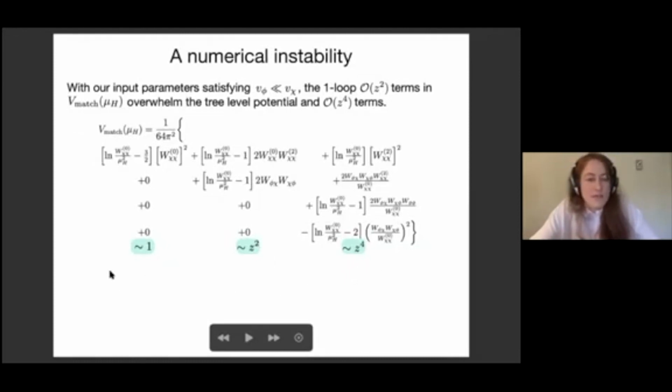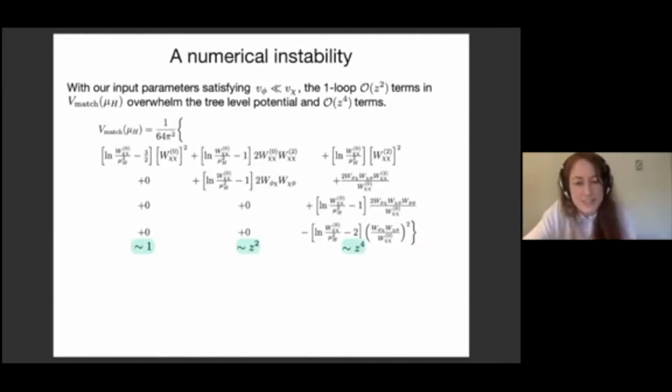And so this order 1 piece is just a constant. It doesn't depend on either phi hat or chi hat. So this is just some large constant, which is the cosmological constant problem, and we can just subtract it off from everything and call that done. But this order z² piece is large compared to the z to the fourth pieces, and not constant. It depends on phi hat and chi hat. And so this is the fine-tuning problem rearing its ugly head.